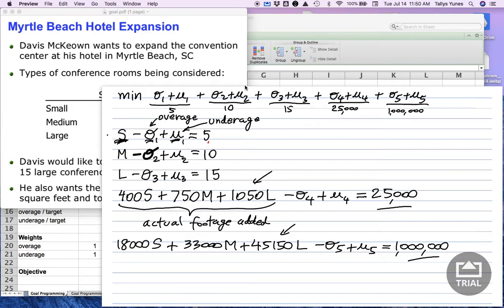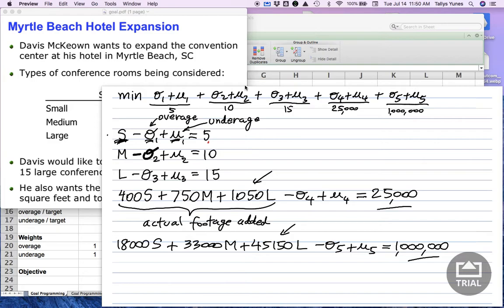All right, 2 more comments and then we'll do the Excel model. First comment, is it always the case that both O and U are bad? Well, not necessarily. In this case, for example, I think it's reasonable to assume that going over or under the room counts, these are both bad things. I would like to stay with those numbers. But what about the budget, right?